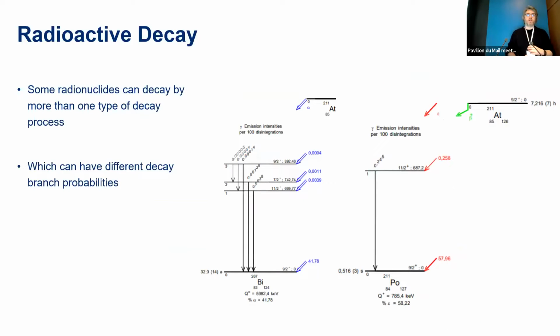But some of these radionuclides can decay by more than one type of decay process. So astatine-211 can either decay by alpha decay to bismuth-207, or it can decay by electron capture to polonium-211. And these can have different decay branch probabilities, and these are again things that we need to measure and understand.